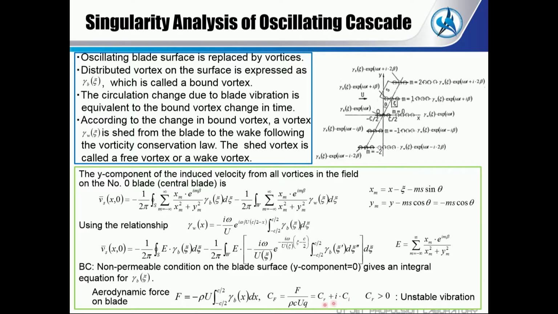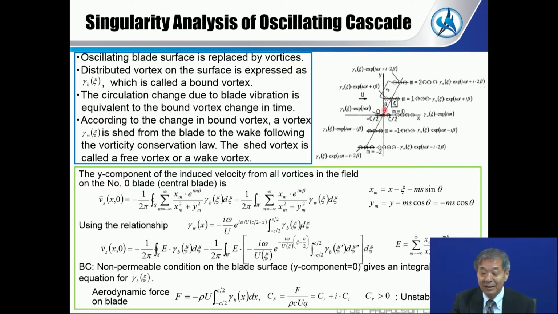And in this formulation, CR, the real part, is proportional to the blade oscillation velocity. So in this terminology, the real part represents the exciting force. So if CR is positive, the oscillation is unstable. That is an overview of the framework of this method.